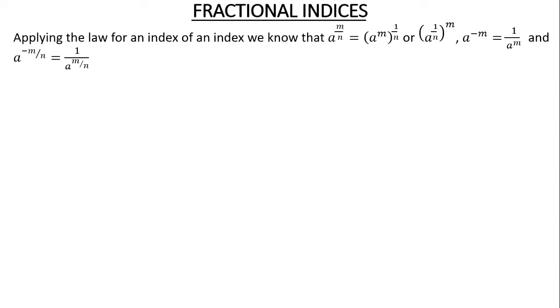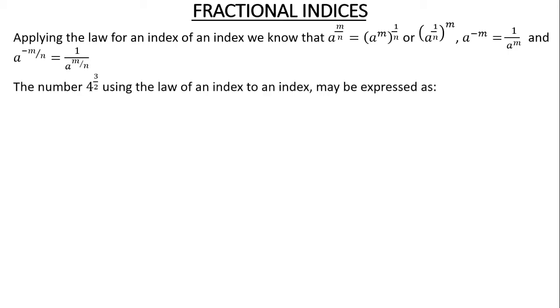A to the power negative m is equal to 1 over a to the power m. When you are given a negative index, you can change it to a positive index by introducing a numerator 1. And a to the power negative m over n is equal to 1 over a to the power m over n.